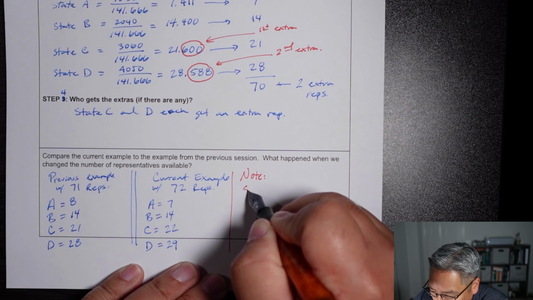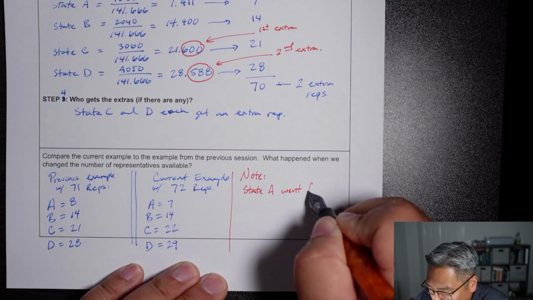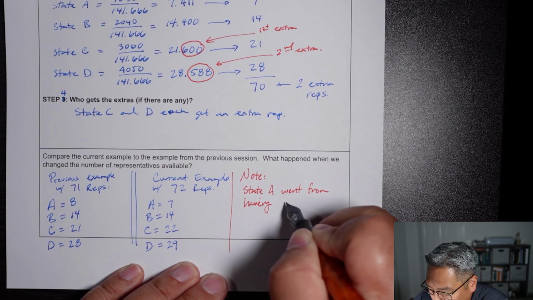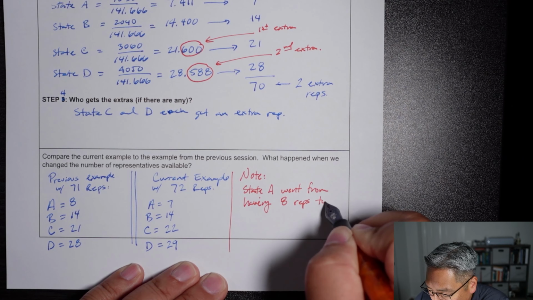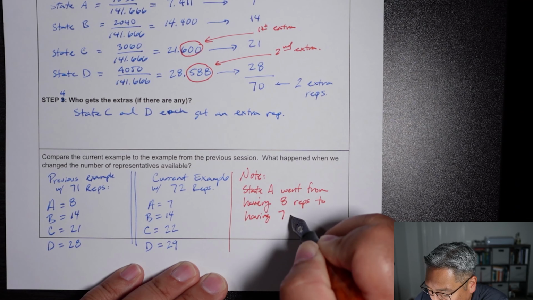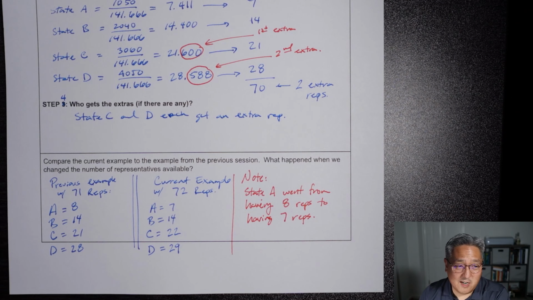So that's what we're going to add here in our notes to the side. Note, state A went from having 8 reps to having 7 reps. And this was after we added more representatives, they lost something that they had. Kind of doesn't seem fair. Let's take a look at some other examples and see how that goes.